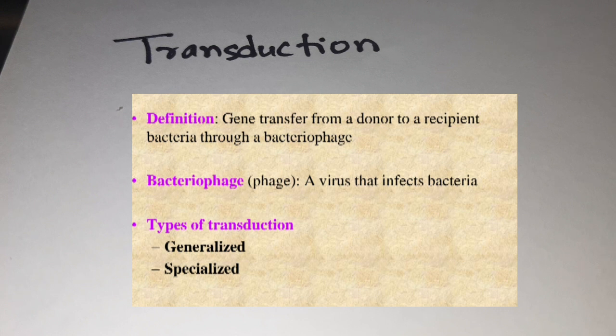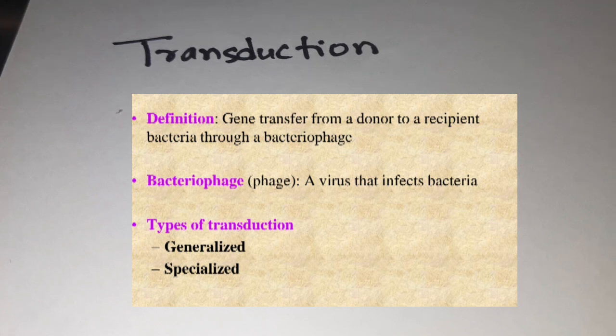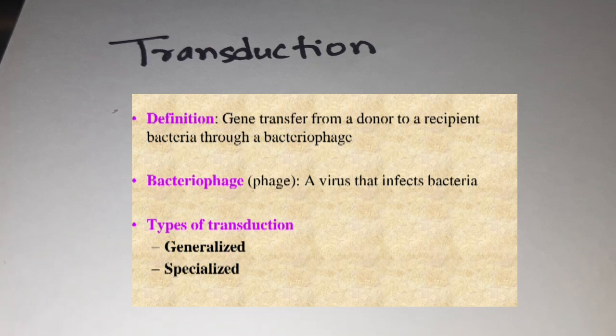The last one is transduction. The definition is gene transfer from a donor to a recipient bacteria through a bacteriophage. It is known as transduction. What happens is that a virus infects the bacteria. Types of transduction are generalized and specialized.